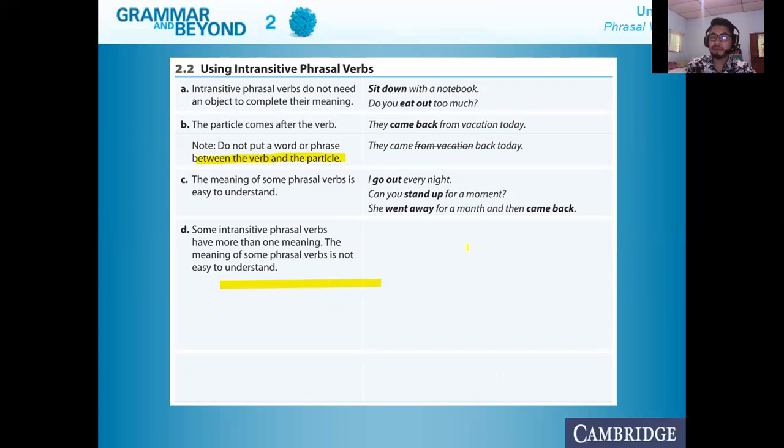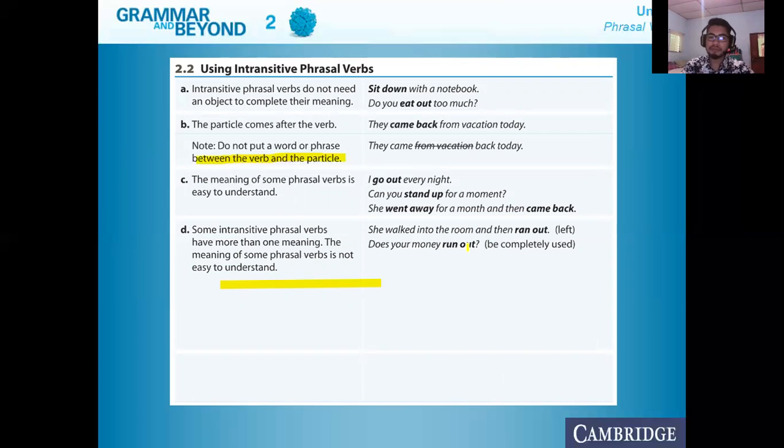Some intransitive phrasal verbs have more than one meaning. The meaning of the phrasal verb is not easy to understand. To understand it, it will depend on the context of the sentence, what the sentence tries to imply or transmit to you, the reader. For example, "She walked into the room and then ran out." So that means that she left. She ran away as fast as she could.